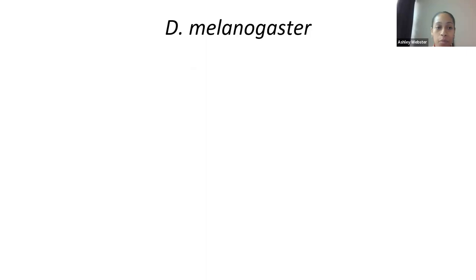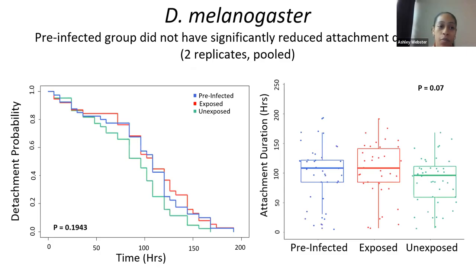And we actually found that the prediction failed with the pre-infected group, which is in blue, not having a significantly reduced attachment duration. This is based off of a survivorship curve, which looks like the detachment probability over time between the groups, as well as that same data looking at the median attachment duration, with neither of these being significant.